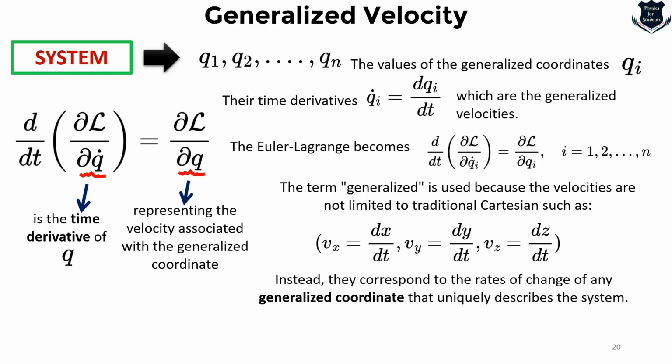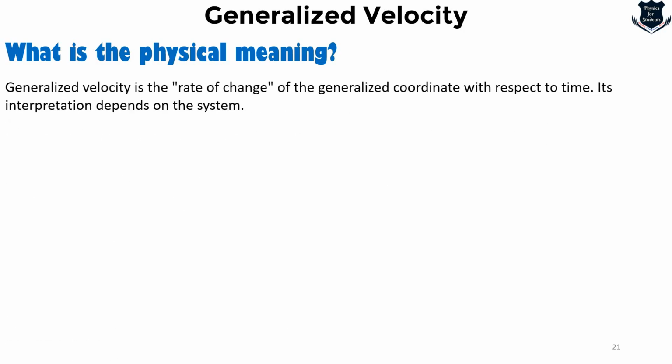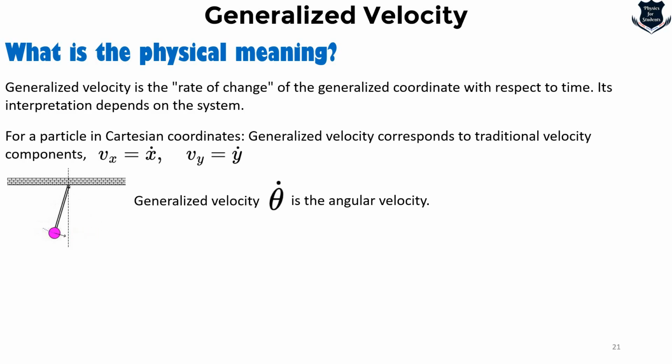Very simple and clear. Now you might ask me what is the physical meaning of what we call generalized velocity. I would say just understand that it is the rate of change of the generalized coordinate with respect to time, nothing more than that. As you can see, for a particle in Cartesian coordinates, say x and y, the traditional velocity would be vx equal to x dot and vy equal to y dot. And for a simple pendulum which is oscillating, the generalized velocity theta dot is the angular velocity.